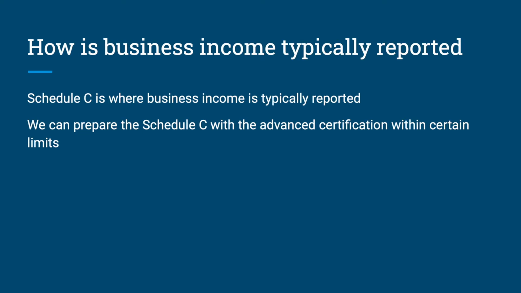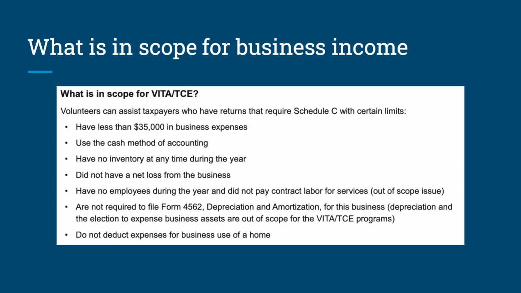And so how is business income typically reported? So typically it gets reported on what's called a Schedule C, and there's not much that we have to do in the tax software really for this. It will generate itself, and you'll be able to see that on the tutorial when we walk through that eventually. And we can prepare the Schedule C with the advanced certification for volunteers, subject to certain limitations. And so that's one of the important reasons why we try to make sure that everyone gets that advanced certification, is so that we can prepare Schedule Cs.